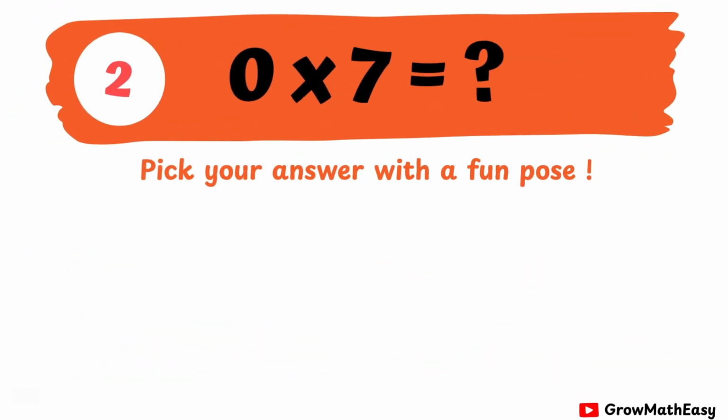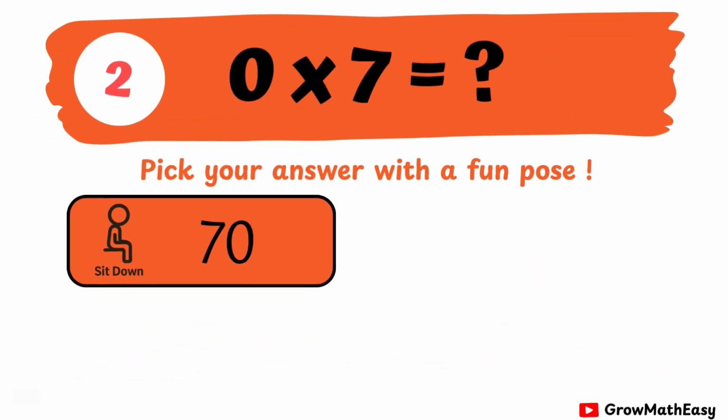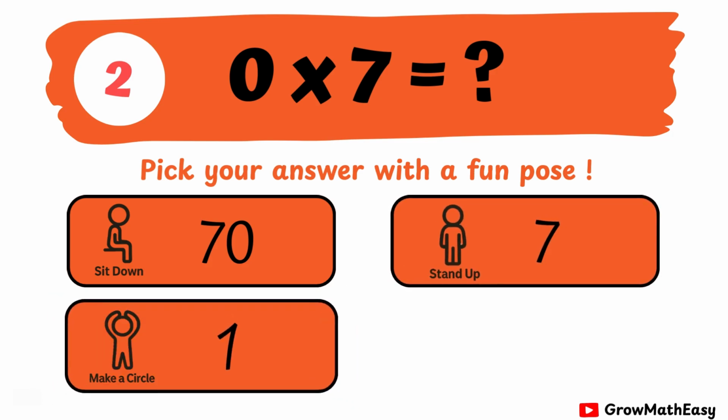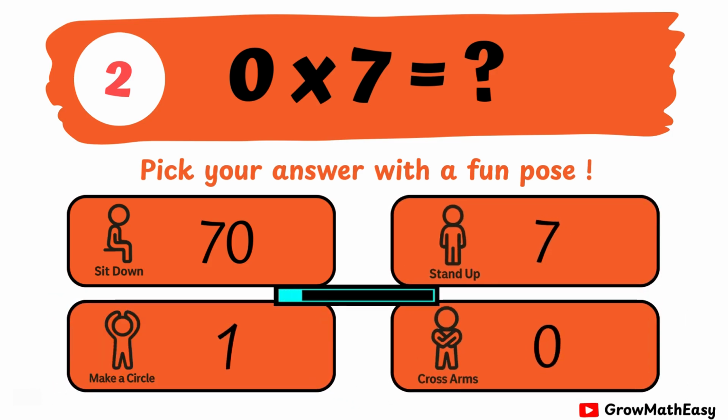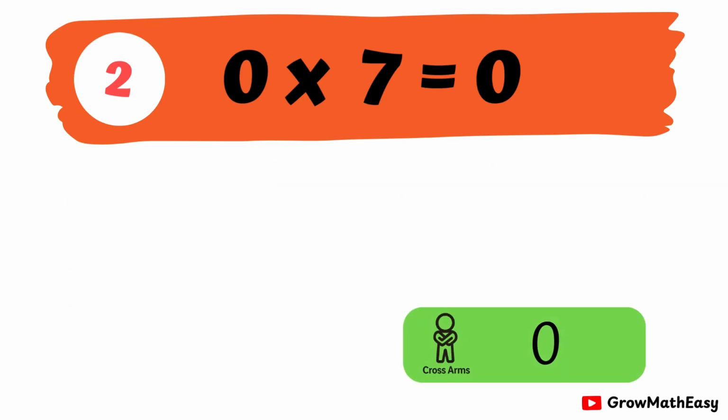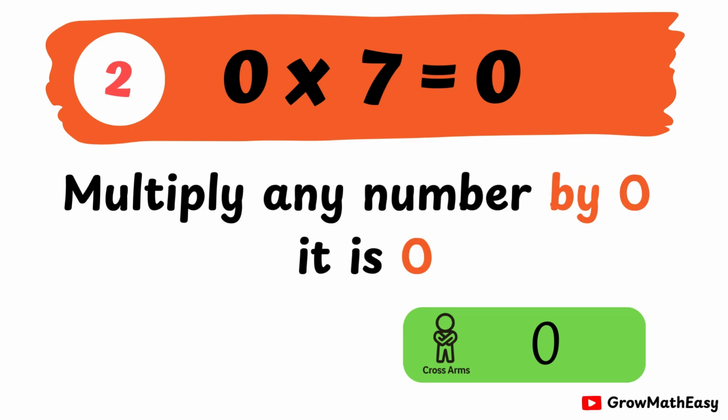What is 0 times 7? Zero. Cross your arms. 0 times 7 is 0. Multiply any number by 0. It is 0.